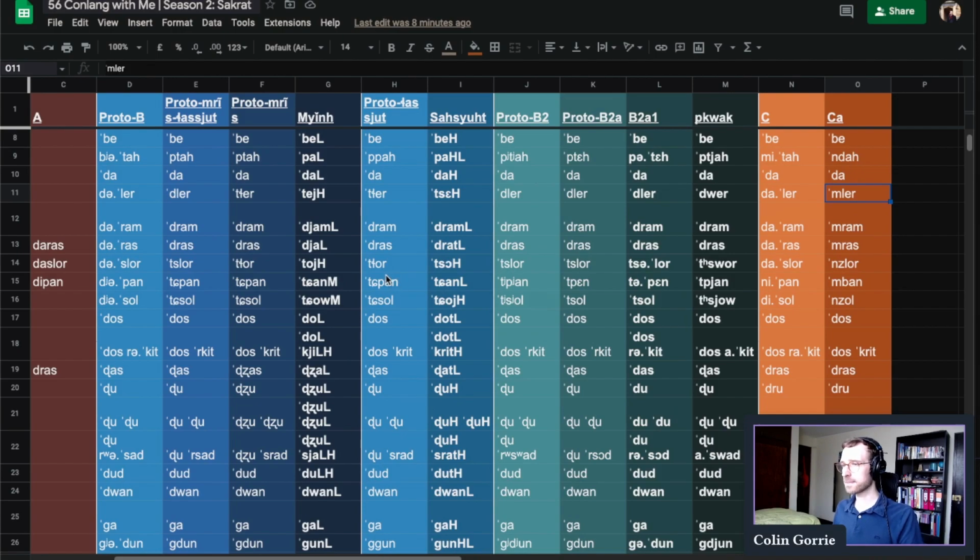So those are some options. Then there's also branch A. So this is kind of a little guided tour of the Sakrat languages.